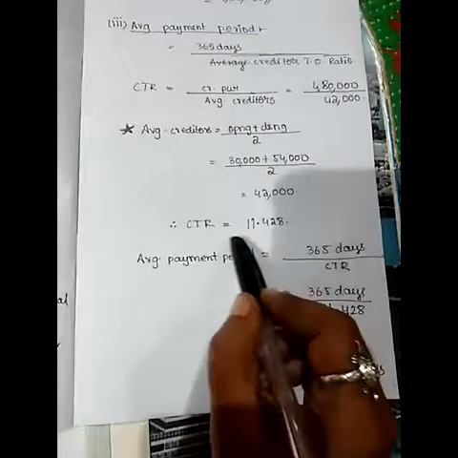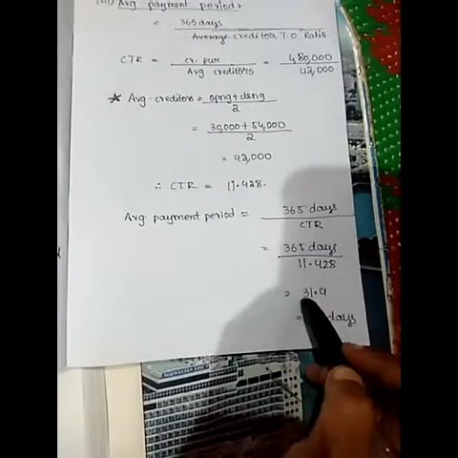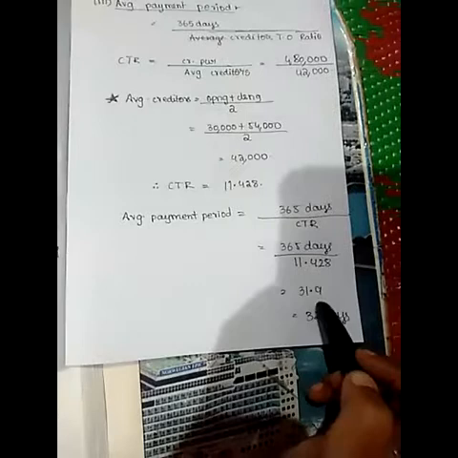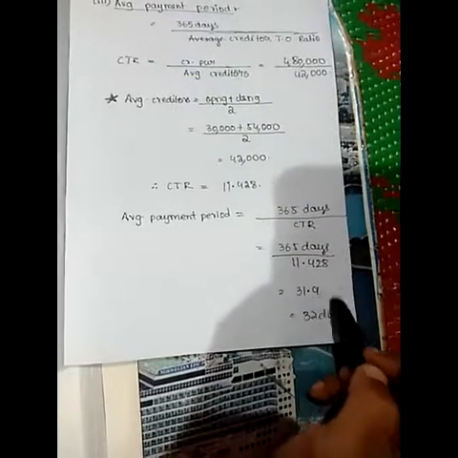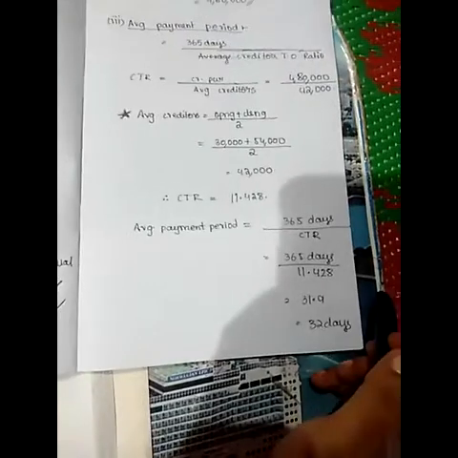Already I have found the creditors turnover ratio, so just divide it. 365 days divided by 11.428, which is 31.9, rounded off to 32 days. I hope you understood till here.